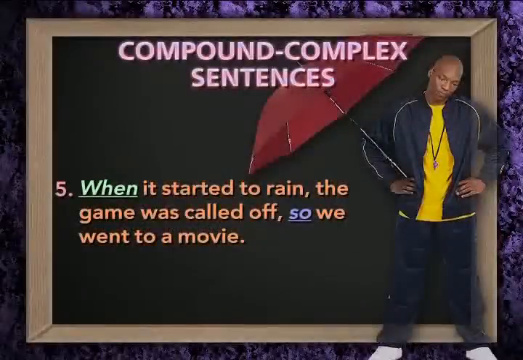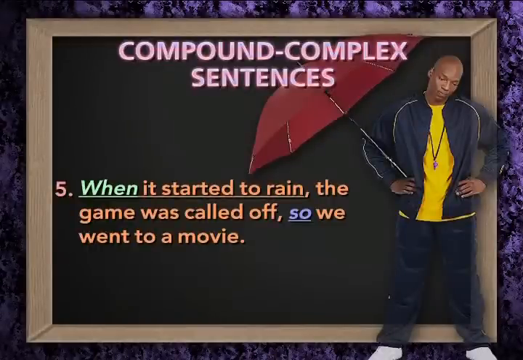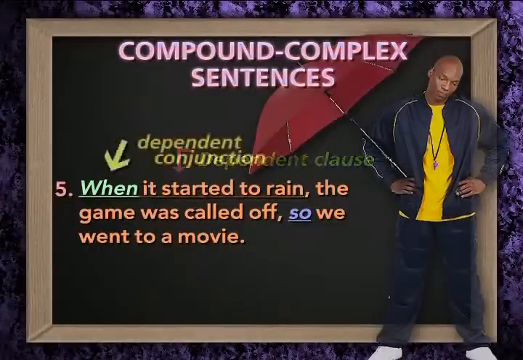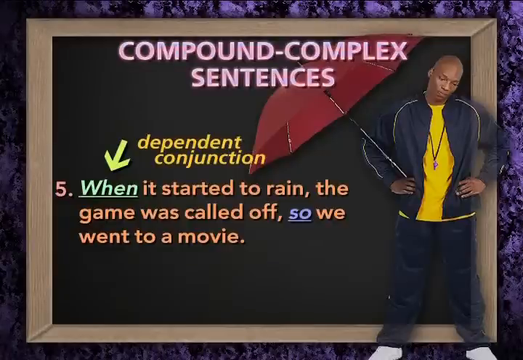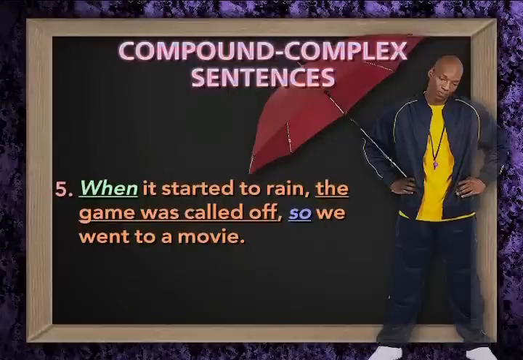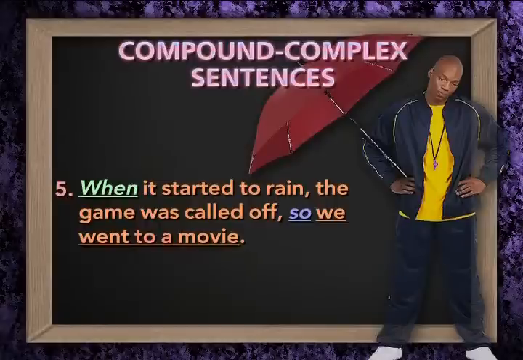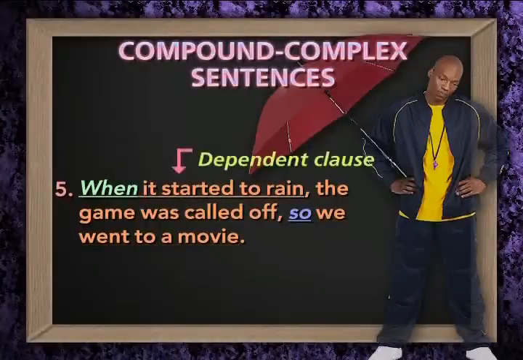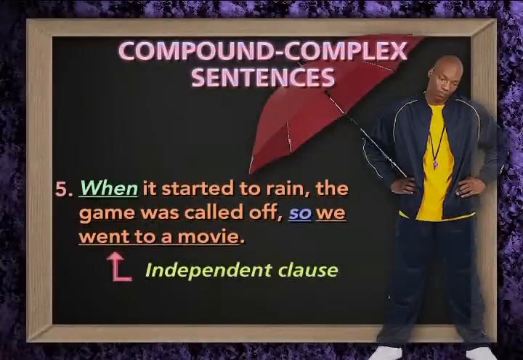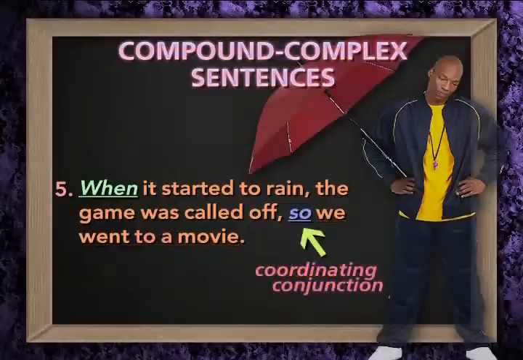Number 5, when it started to rain, the game was called off, so we went to a movie. When it started to rain is my dependent clause because of my dependent conjunction when. The game was called off is independent. We went to a movie is independent. So I've got dependent, my independent, joined by the coordinating conjunction so.